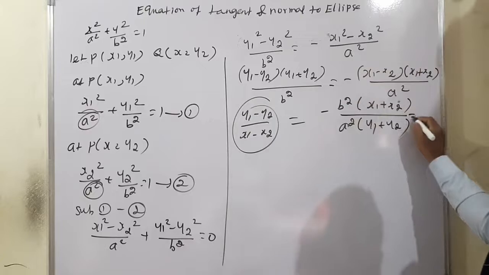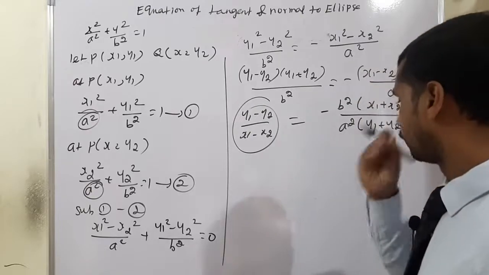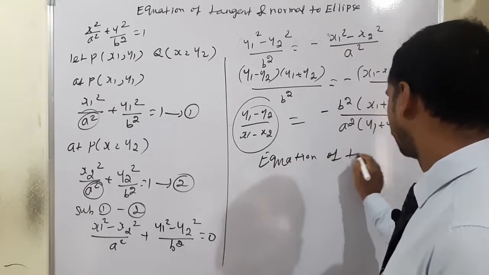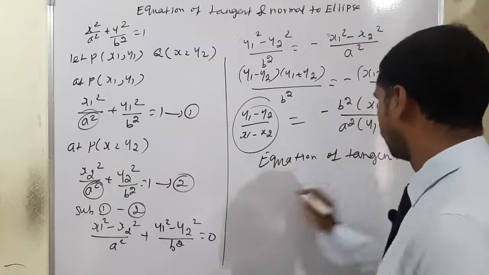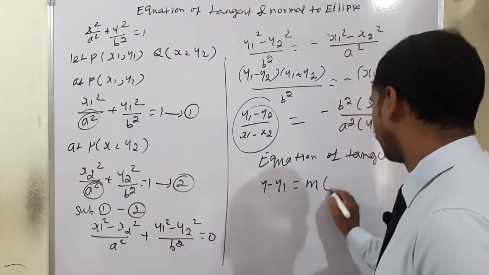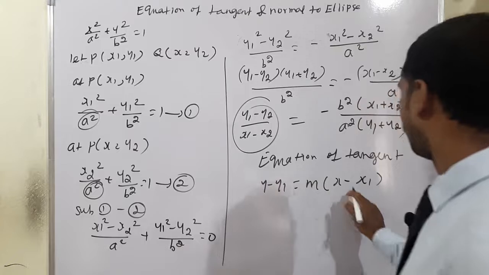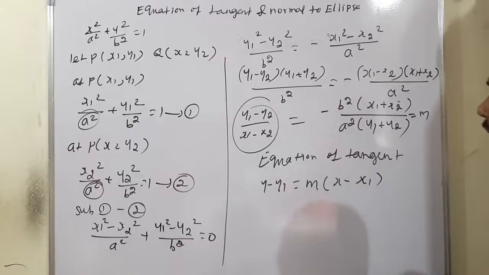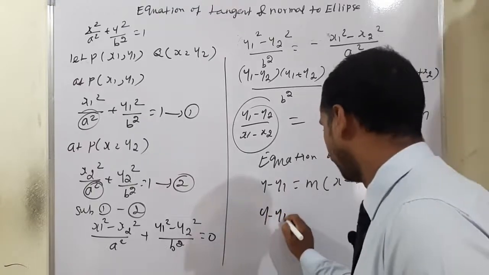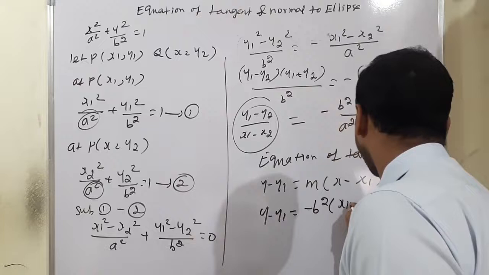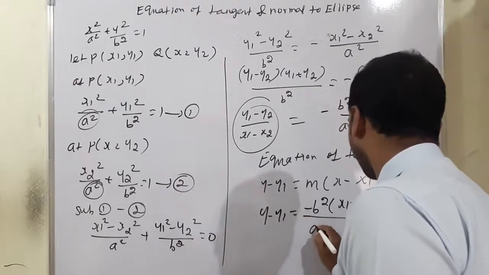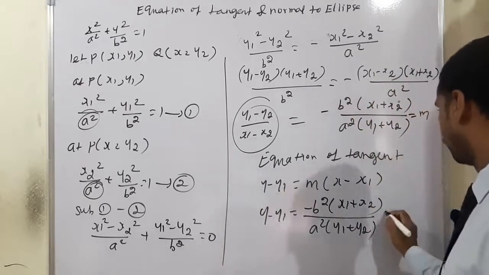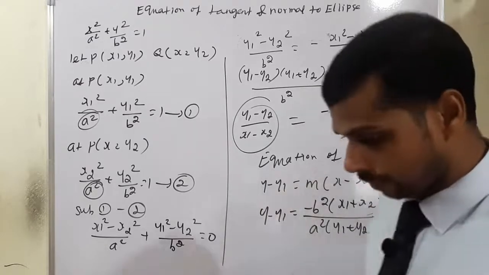M is equal to this. So first I am moving to find the equation of tangent. The equation of tangent formula is y minus y1 is equal to m into x minus x1. What is the meaning of m? Minus b square divided by a square into x1 plus x2 over y1 plus y2. Therefore, y minus y1 is equal to minus b square into x1 plus x2 divided by a square into y1 plus y2 into x minus x1, isn't it?